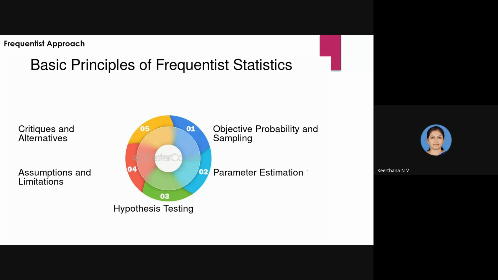You have to consider these points of view. The fifth thing is critics and alternatives. If the limitations occur, what alternative has to be used to reduce those limitations. So in these ways, frequentist statistics will be going on.